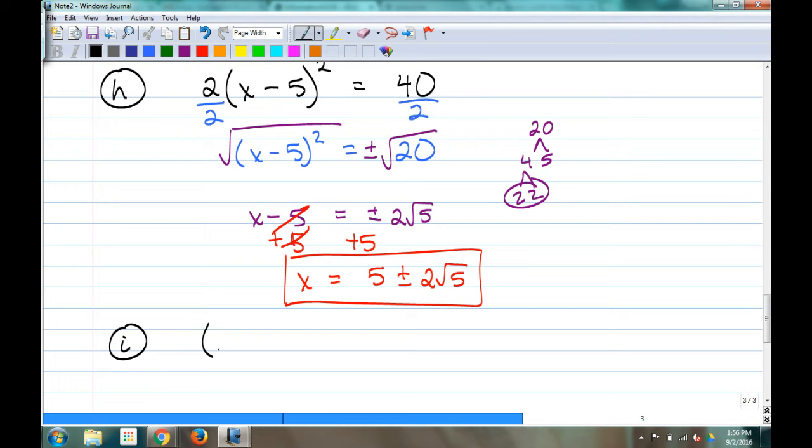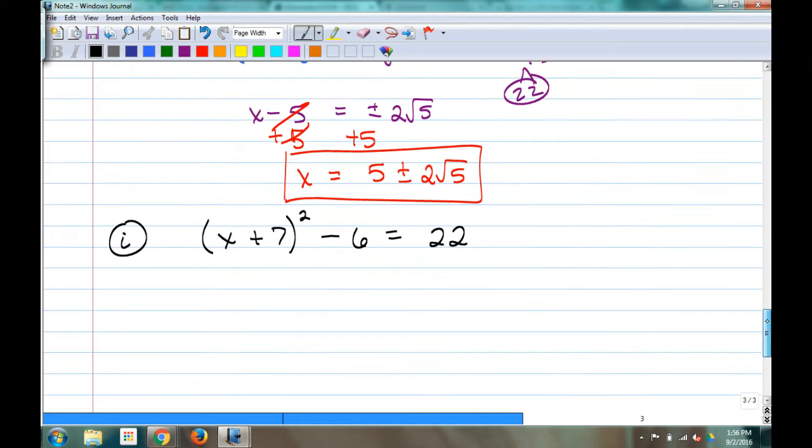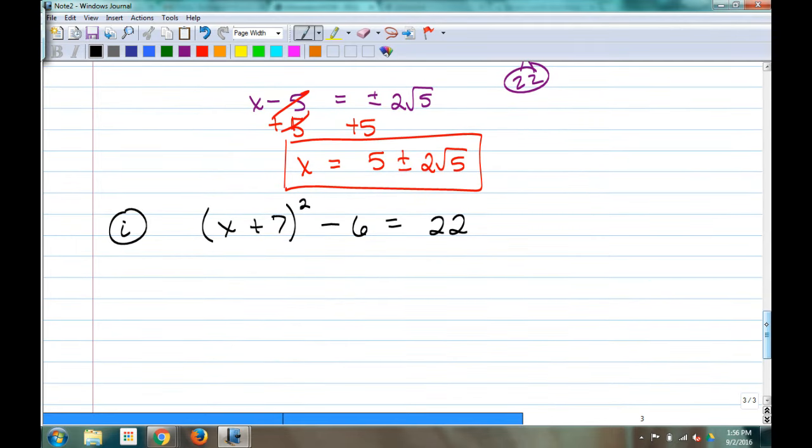Let's say we had just the parentheses x plus 7 squared, minus 6 is equal to 22. How would we get the squared part by itself? Yeah, absolutely. It is that simple. You just add 6. That's going to be 28.